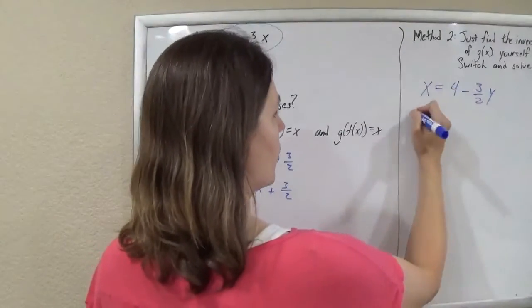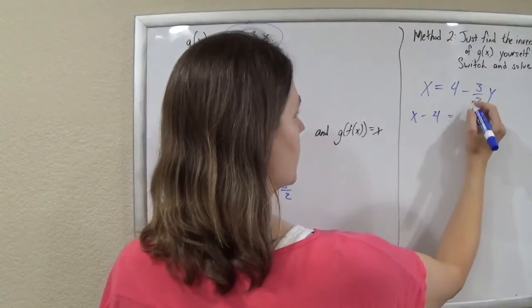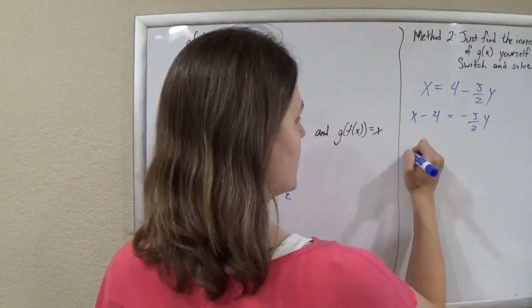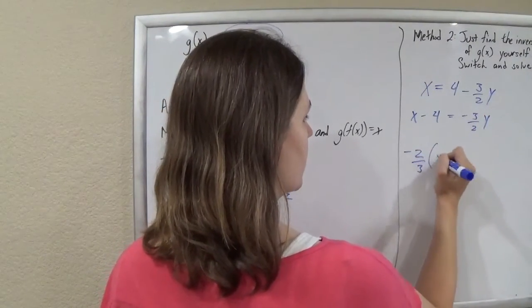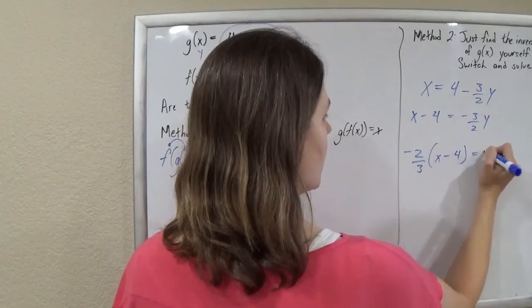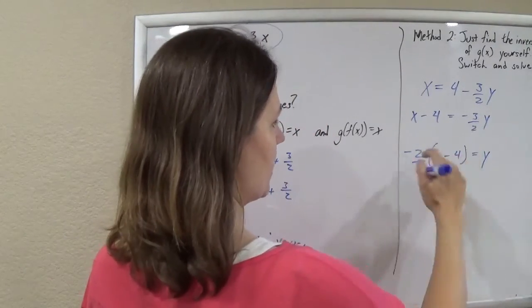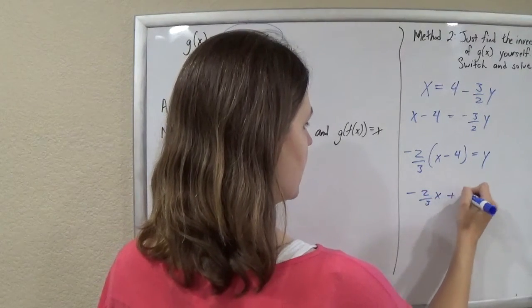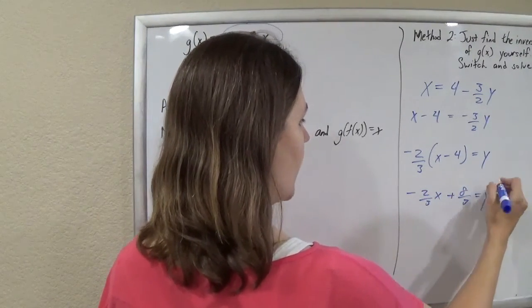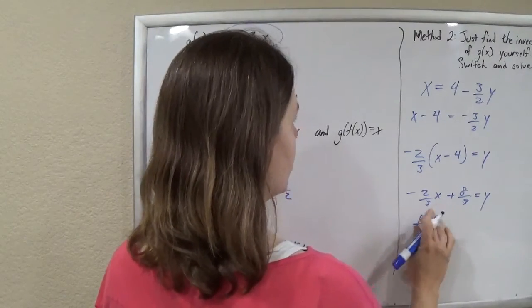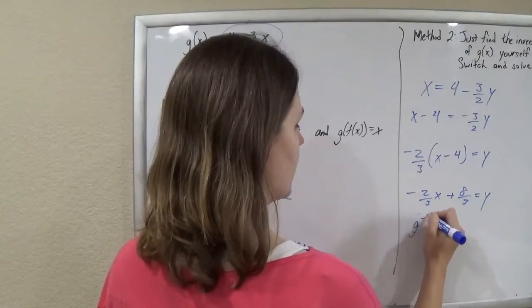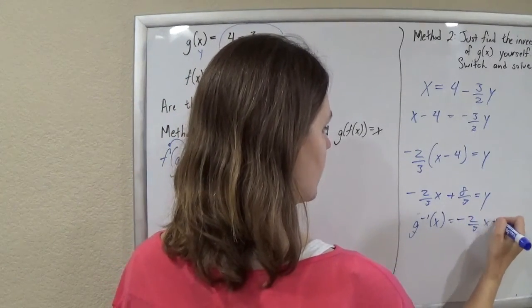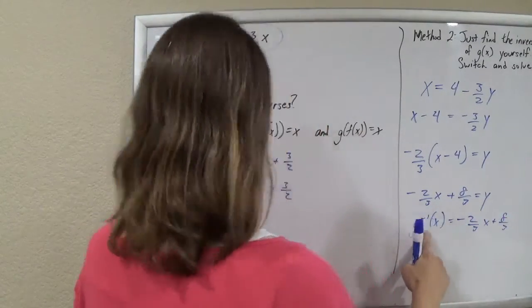So I'll kick the 4 over, x minus 4 equals negative 3/2 y, and I'll multiply both sides by the reciprocal, negative 2/3. So multiplying by negative 2/3, I get negative 2/3 x plus 8/3 should equal y. And that, the inverse of g, should be that. So negative 2/3 x plus 8/3 if you want the fancy notation.